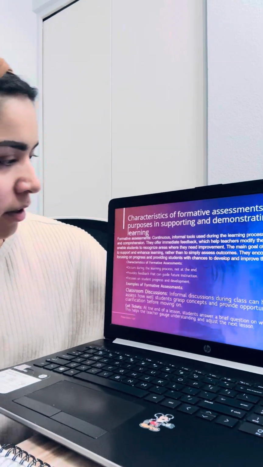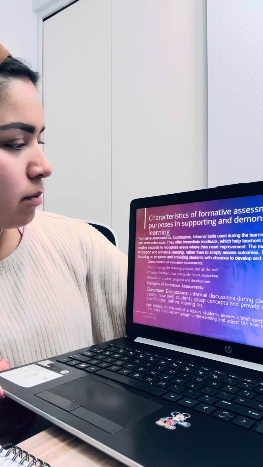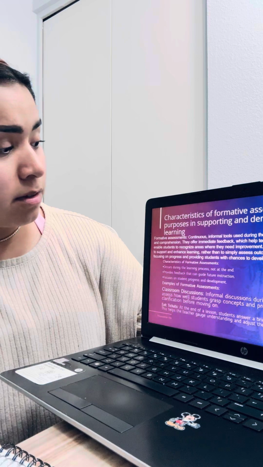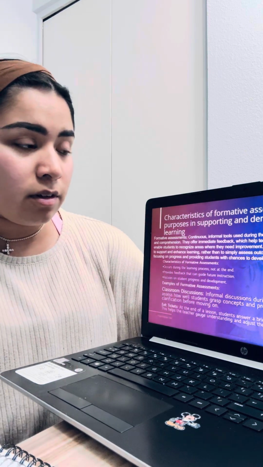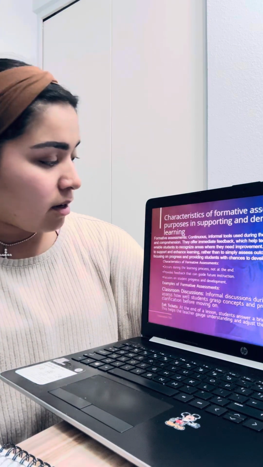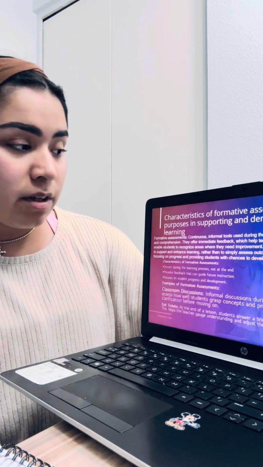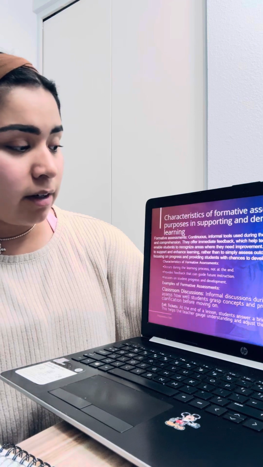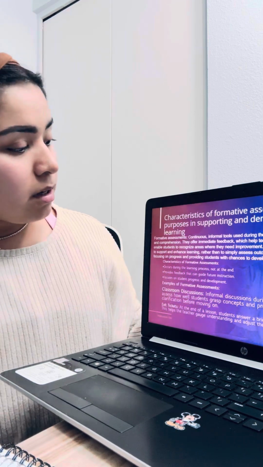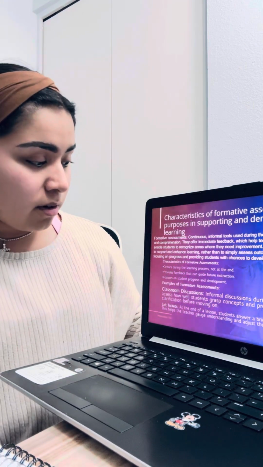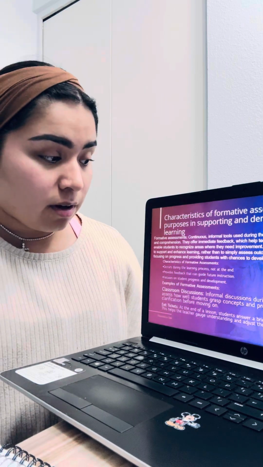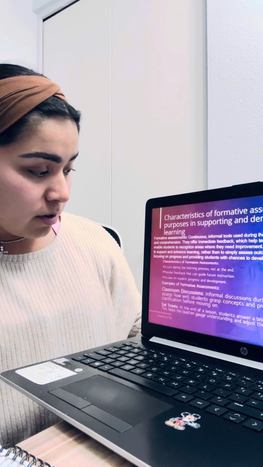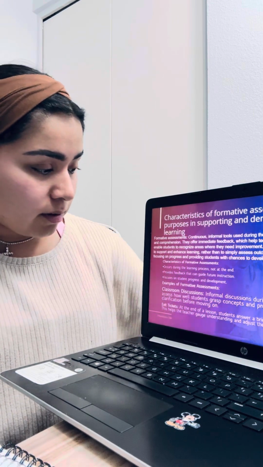The first slide is about characteristics of formative assessments and their purposes in supporting and demonstrating learning. So what are formative assessments? They are continuous, informal tools used during the learning process to track student progress and comprehension. They offer immediate feedback which helps teachers modify their instruction, and they also enable students to recognize areas where they need improvement. The characteristics of these assessments are they occur during the learning process, not at the end. They provide feedback that can guide future instruction, and they focus on student progress and development.